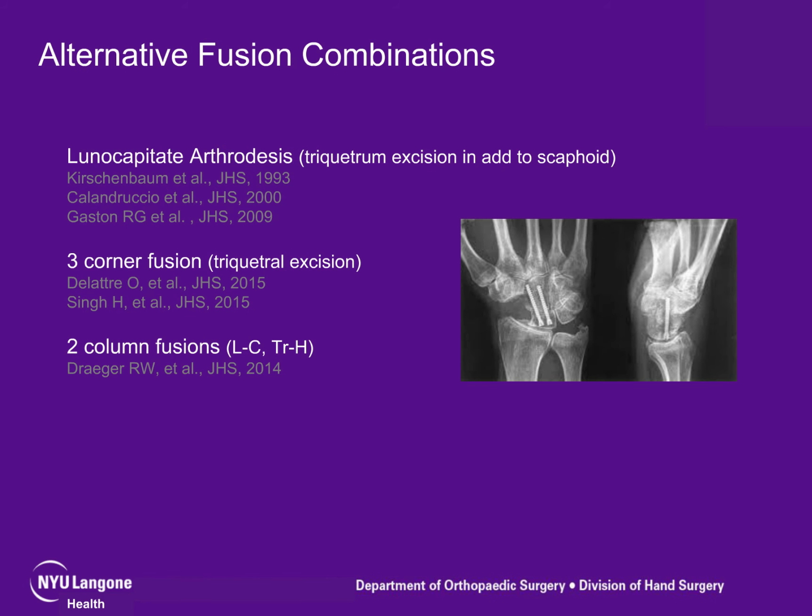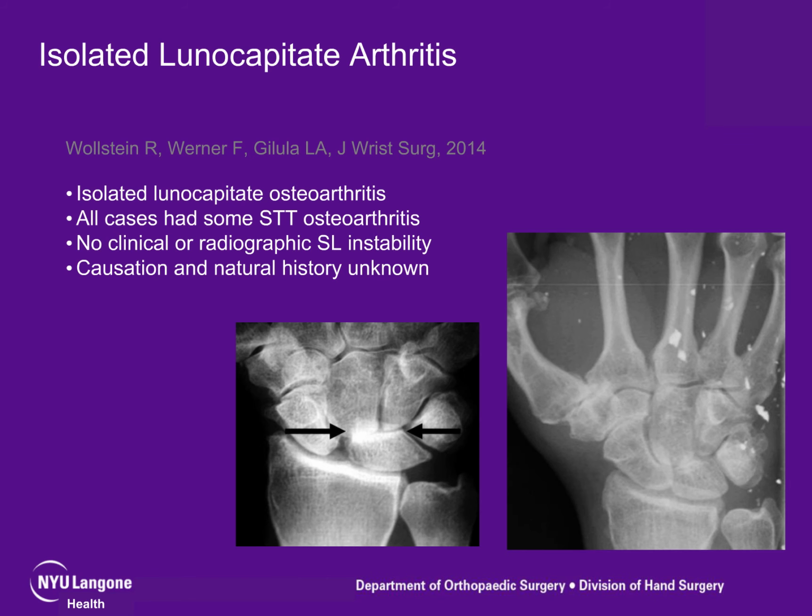It's also useful to know that there are other combinations of fusions. So there are scaphoid excisions combined with just a lunocapitate arthrodesis, or just a three-corner fusion with excision of the triquetrum, and two-column fusions, which are becoming somewhat more popular, and they all report good results.